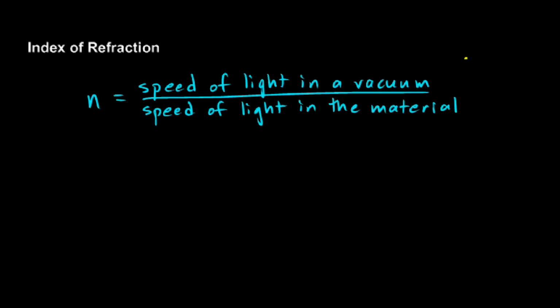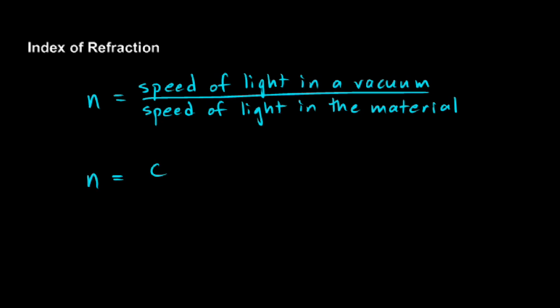So, light goes very fast in a vacuum. It goes a little bit slower in other materials, so we have a bigger number in the numerator. So our value for N is typically larger than 1. But that's what N is. It's the speed of light in a vacuum divided by the speed of light in a material. And that equation is commonly written like this.